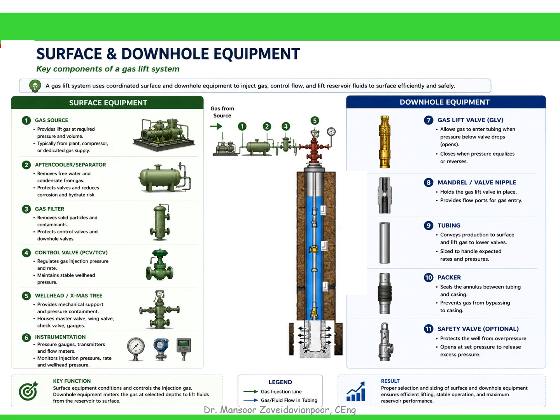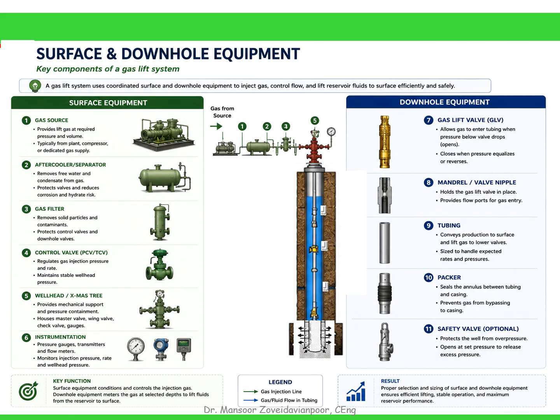Next, the gas flows through control valves and instrumentation. These devices allow engineers to monitor pressure, temperature, and flow rate while controlling the amount of gas being injected into the well. The gas then enters the wellhead and travels down the annulus between the tubing and casing. Now let's look at the downhole equipment.